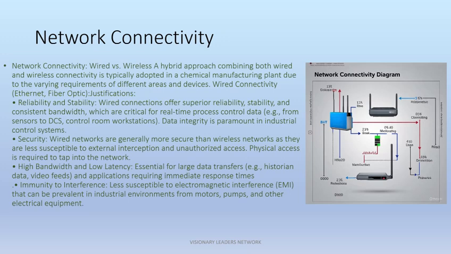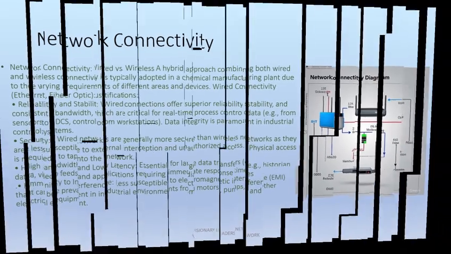Wired connections are less susceptible to electromagnetic interference that can be prevalent in the industrial environment from motors, pumps, and other electrical components. So the network connectivity talks about how everything on the styrene production site can work effectively, leading to the effective running of our styrene production.